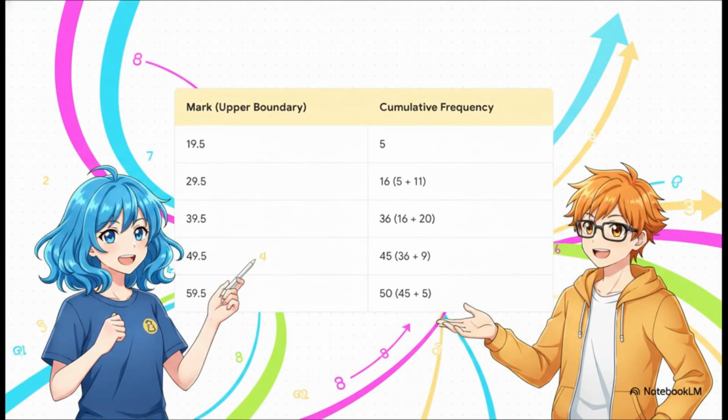It's called cumulative frequency, and it's easy. You just start with the first group's frequency, which is 5. Then you add the next group's frequency to that total. So 5 plus 11 gives us 16. Then 16 plus 20 gives us 36. You're just building momentum with every single step, all the way up to the grand total of 50.